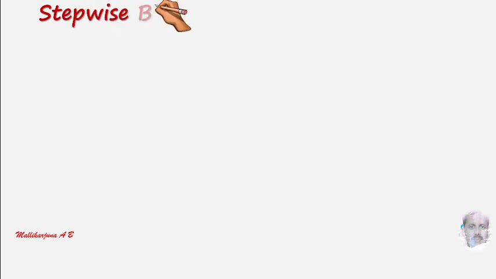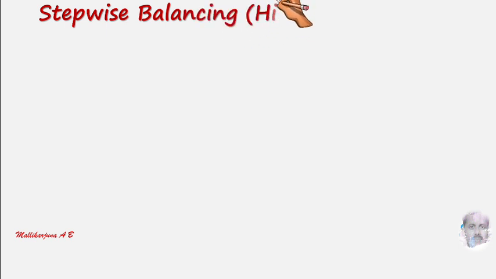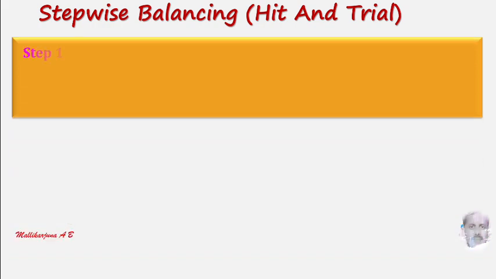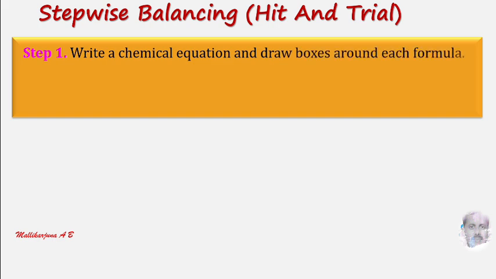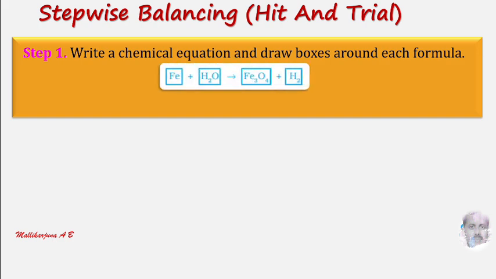Step-wise balancing of a chemical equation, by hit and trial. First step, write a chemical equation and draw boxes around each formula. One example: iron reacts with water to form ferric oxide plus hydrogen. Do not change anything inside the box.